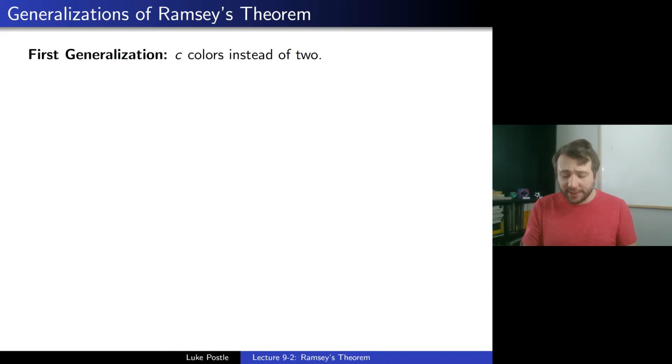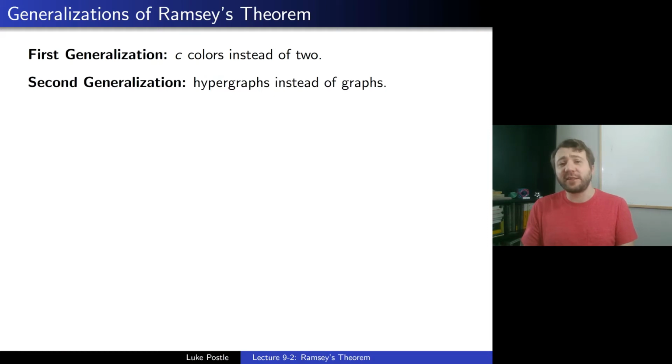So that's one generalization. There's a second generalization, maybe less obvious to you: hypergraphs instead of graphs. So instead of having edges, pairs, what if I am coloring the triples, all the triangles inside of Kn?